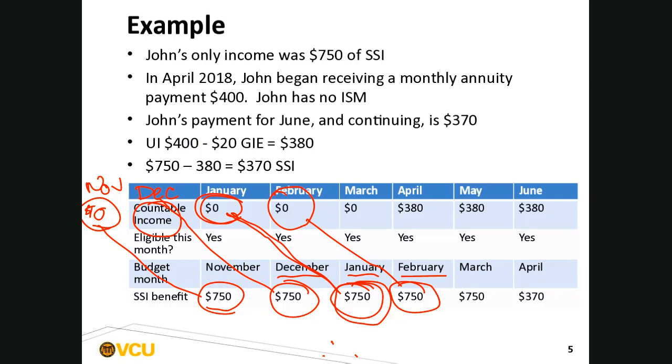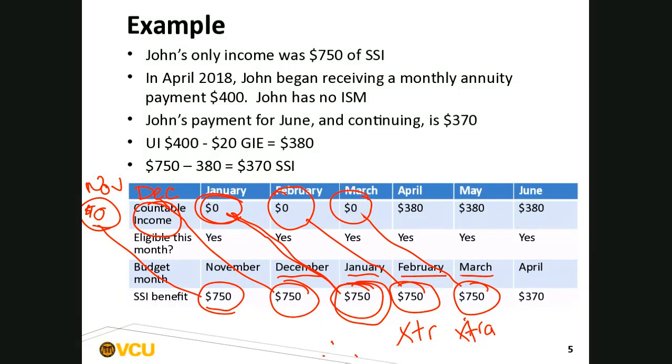So then we move to the next month, May, and the same thing happens in May. So he still has this annuity of $400, which is countable of $380. He would still be eligible for an SSI check in May. And since he still would be eligible, he meets the eligibility criteria. His May SSI benefit is going to be based on his income in March. His income in March was 0. And so as a result, he gets $750. That's his SSI in May, $750. So he's getting extra and extra SSI in these 2 months. Okay?